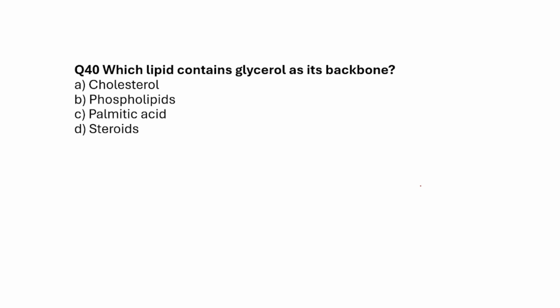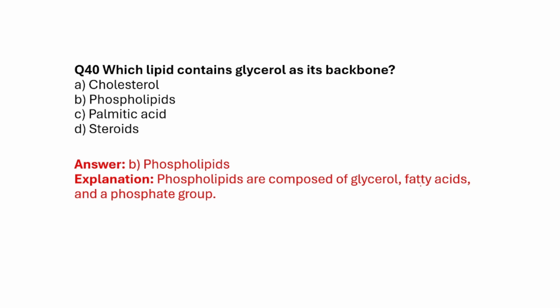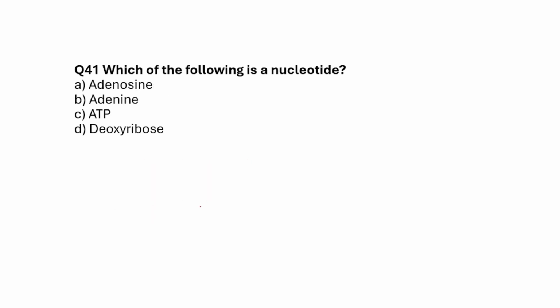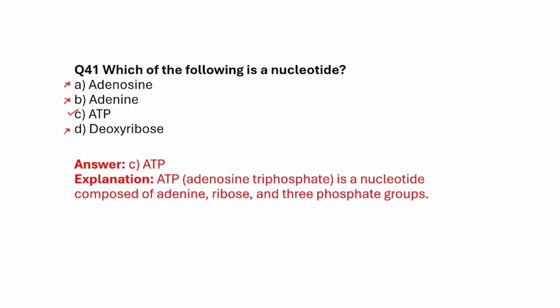Which lipid contains glycerol as its backbone? Cholesterol, phospholipids, palmitic acid, steroids. So phospholipids are composed of glycerol, fatty acids, and a phosphate group. Which of the following is a nucleotide? Adenosine, adenine, ATP, deoxyribose. Adenosine is a nucleoside. Adenine is a nitrogen base. ATP is a nucleotide. Deoxyribose is a sugar.